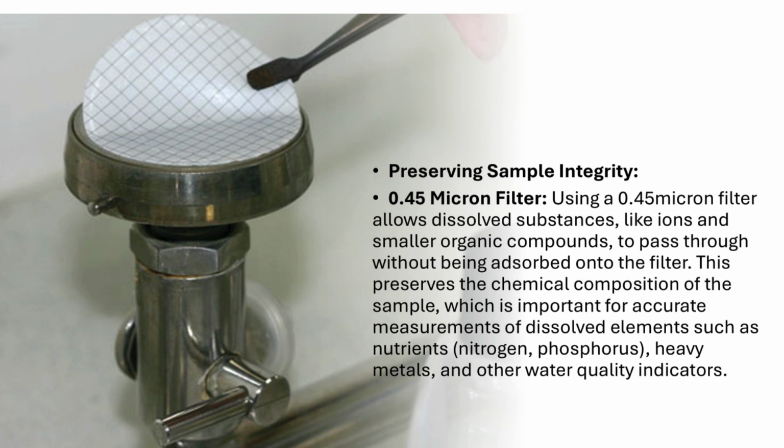Second, preserving sample integrity. 0.45 micron filter. Using a 0.45 micron filter allows dissolved substances, like ions and smaller organic compounds, to pass through without being adsorbed onto the filter. This preserves the chemical composition of the sample, which is important for accurate measurements of dissolved elements such as nutrients, nitrogen, phosphorus, heavy metals, and other water quality indicators.